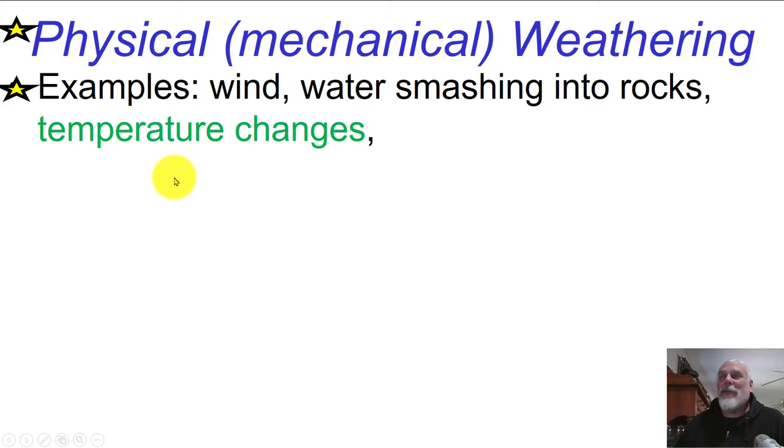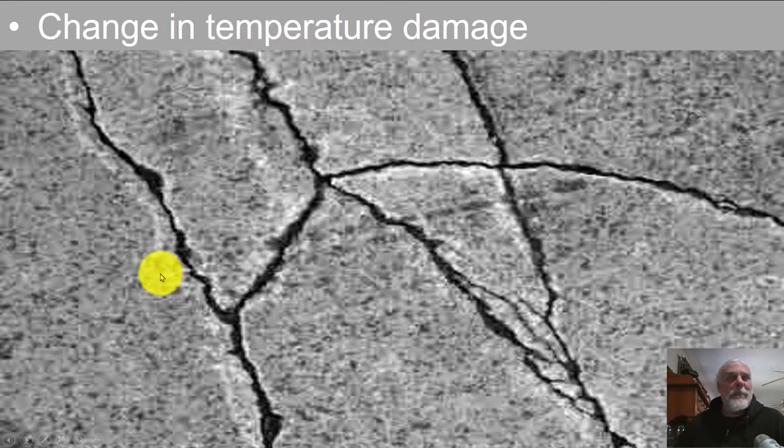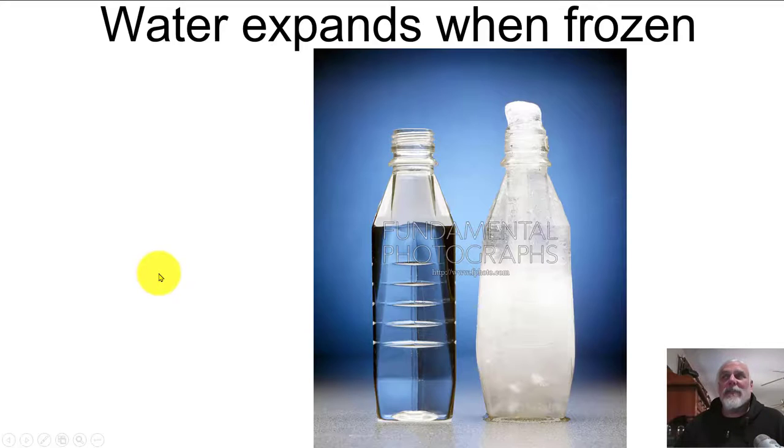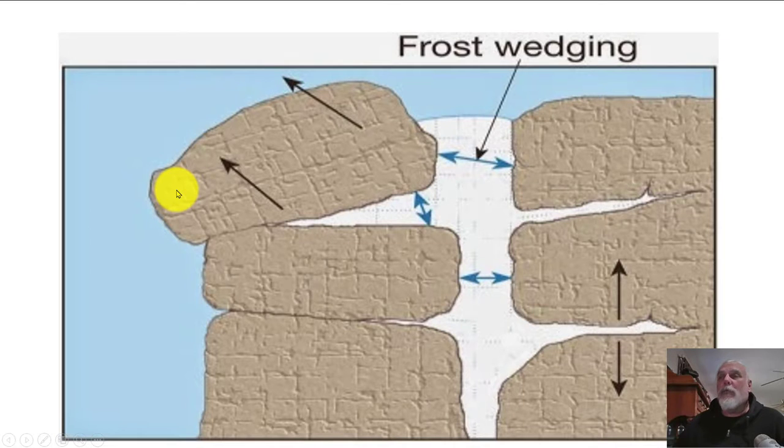Our next example of physical weathering is known as temperature changes. Changes in temperature can cause damage to rocks. The big reason is that water does something really strange. It actually will expand. In other words, its volume will increase as it goes from liquid water to solid or frozen water. The water will expand.